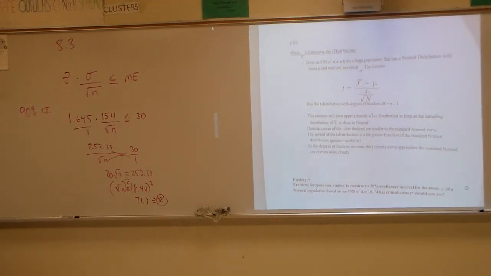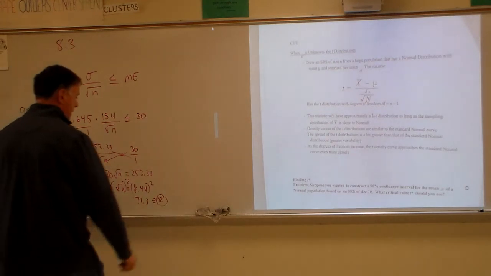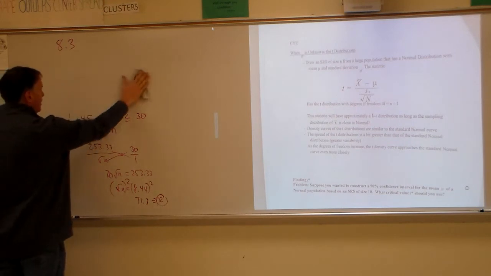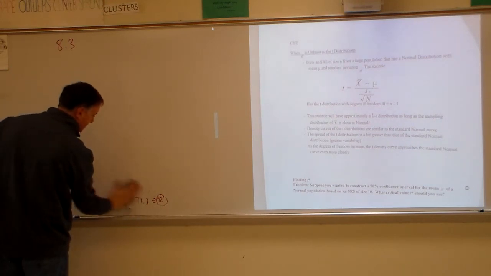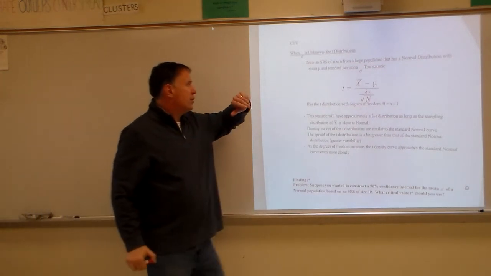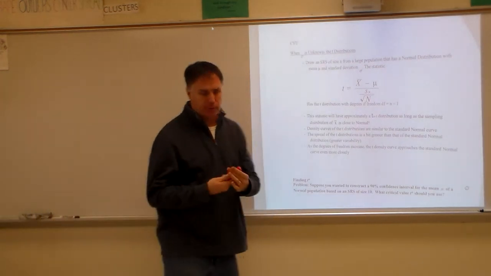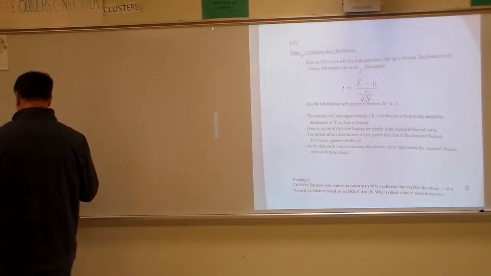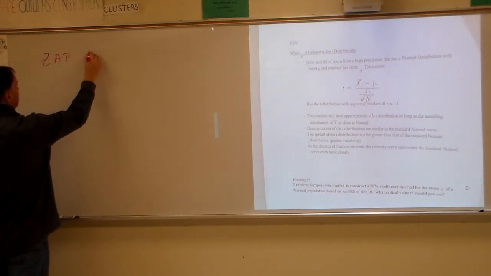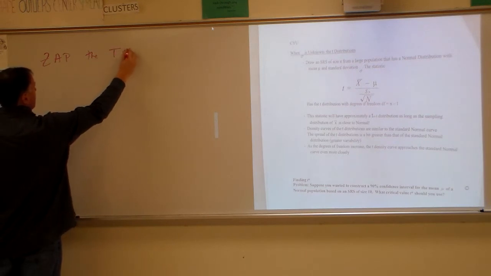Okay, so continuing with our notes. Now, this is more likely, okay? This is much more likely to happen when we're dealing with means. When we're dealing with means, we're going to use what's called a t-distribution. Ready? There's an acronym that's used to remember this, and it's called ZAP the PACS.